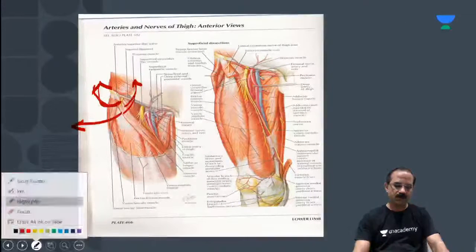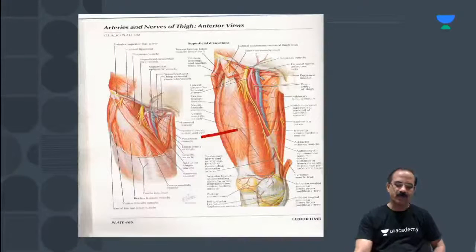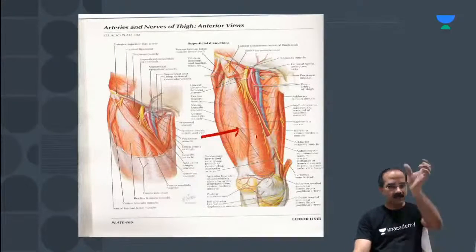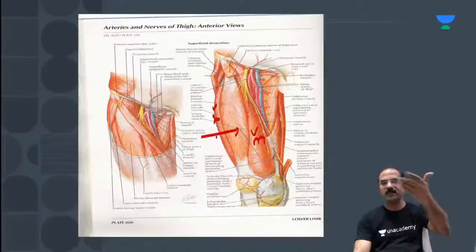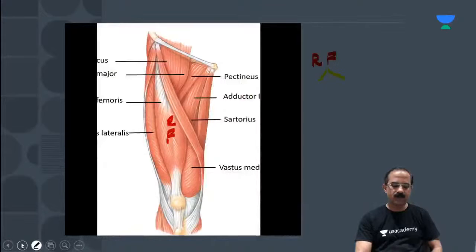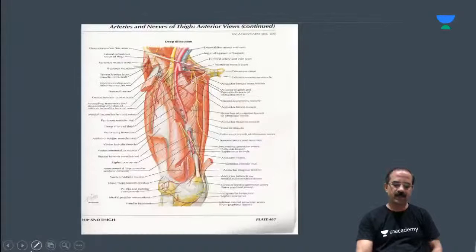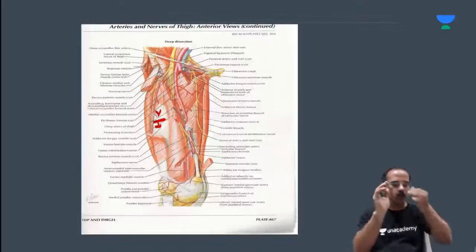The first muscle which we have discussed is which one? The Sartorius, right? The second muscle is the straight muscle, the rectus femoris. Now this is the vastus medialis, this is the vastus lateralis, and if you remove the rectus femoris, below this is going to be the vastus intermedius. Look at this. This is vastus intermedius. Together, a set of four is known as what?